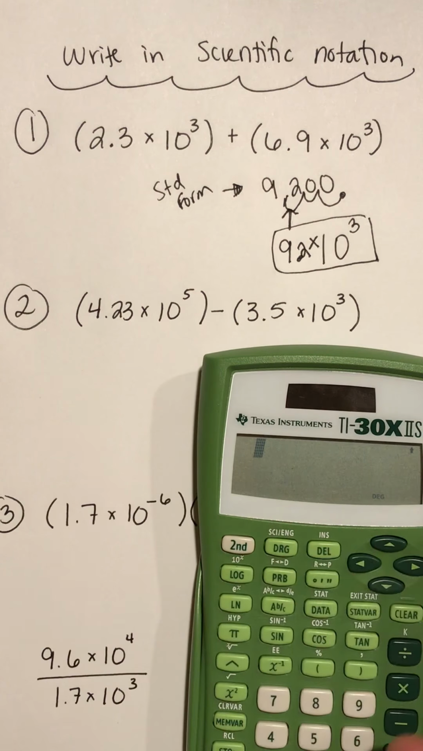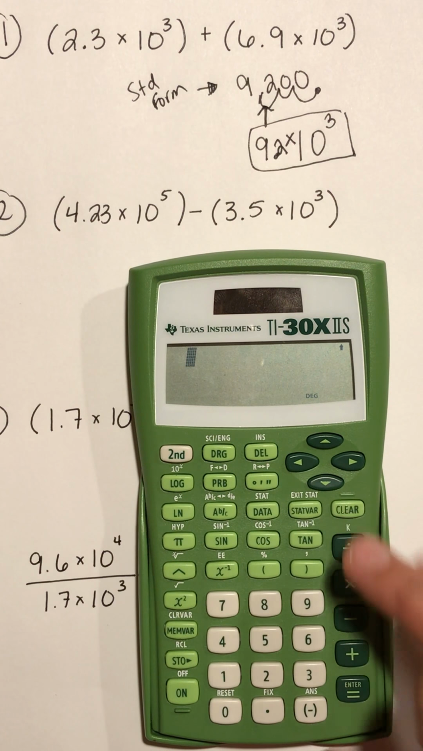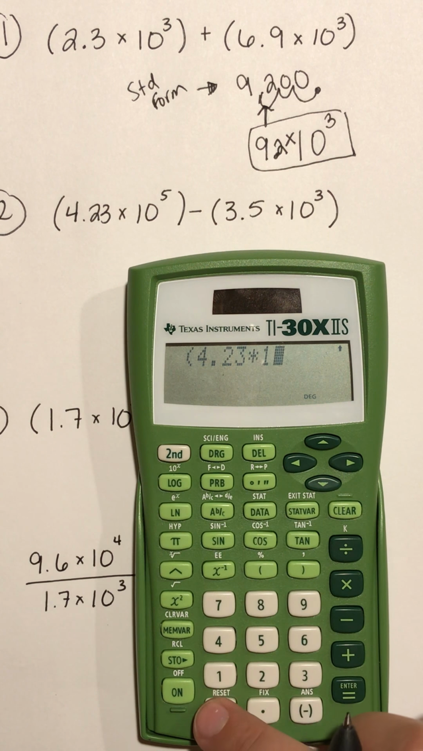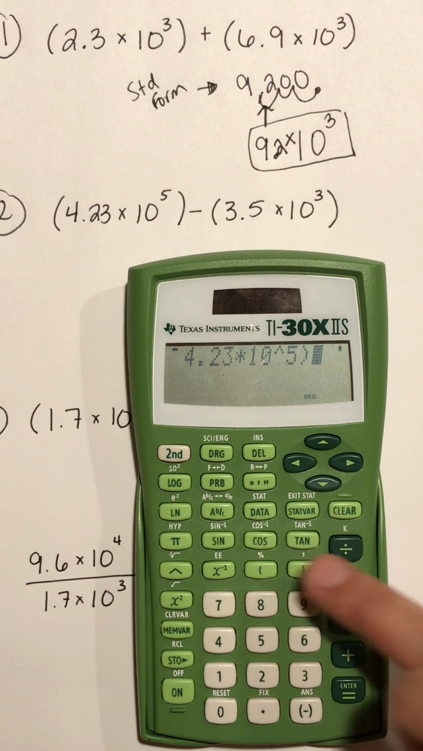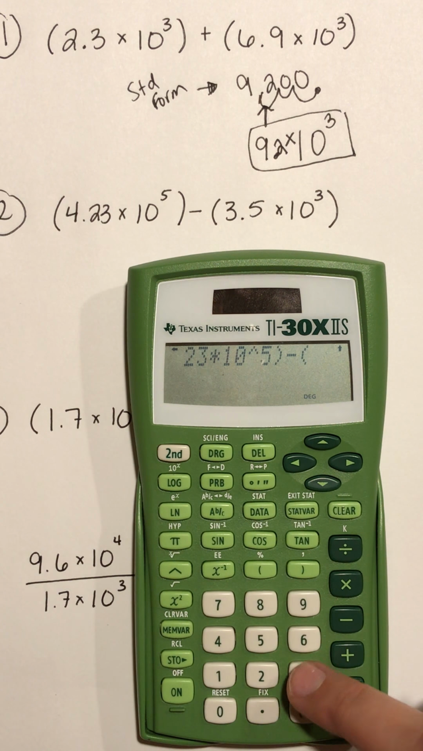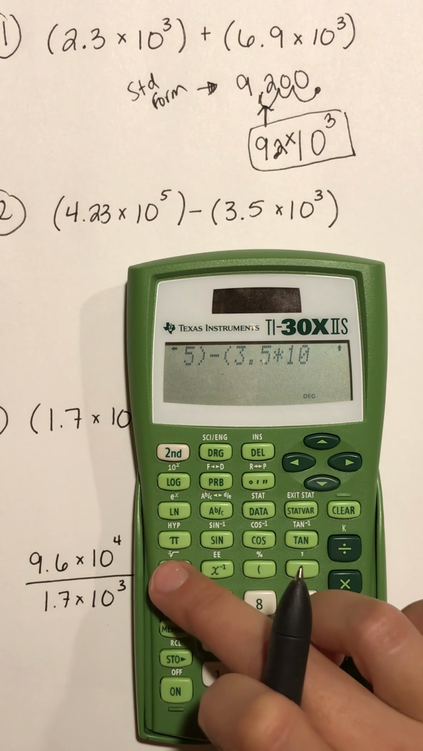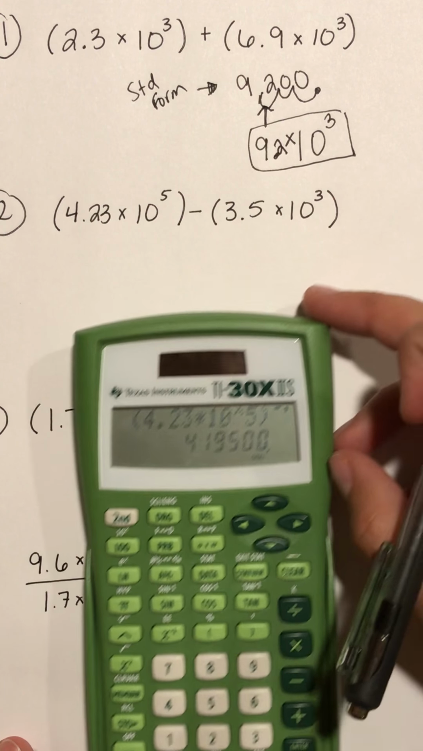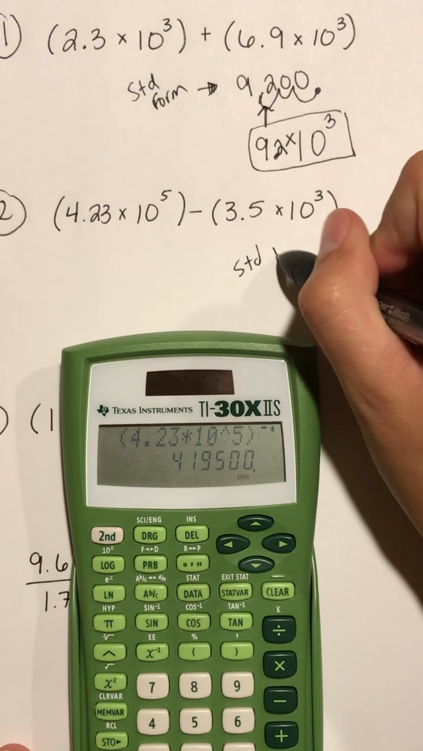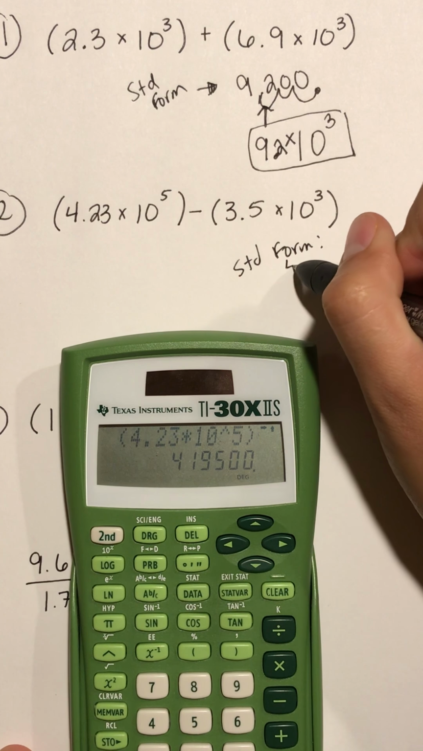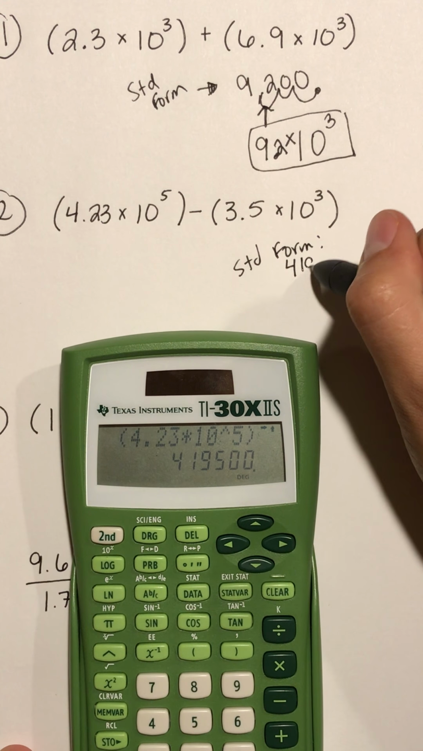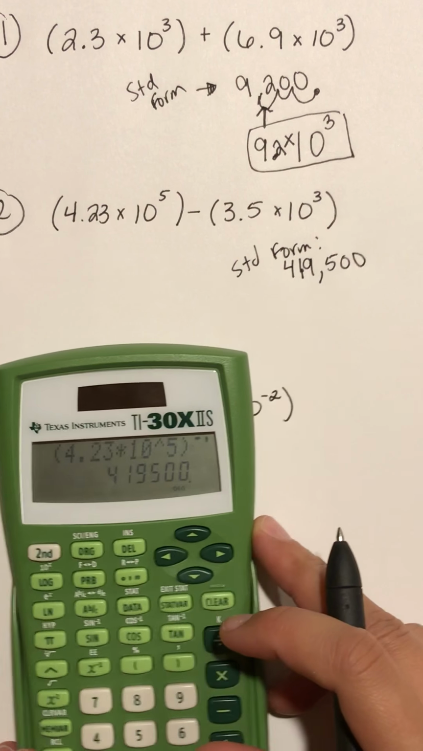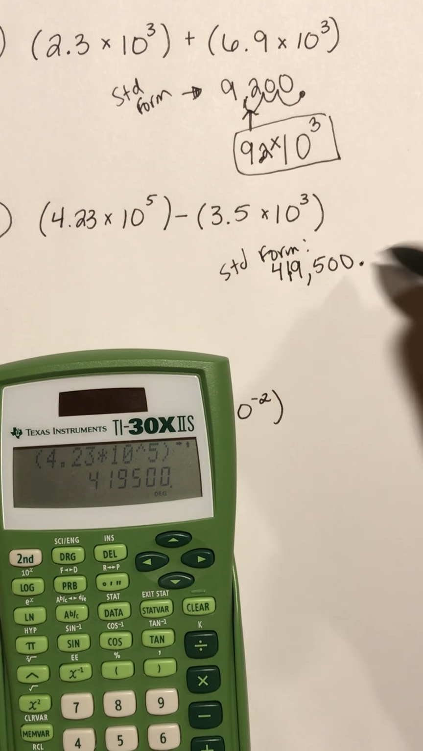If I plug number 2 into my calculator the exact way that it looks, it will be parentheses 4.23 times 10 caret 5, parentheses, minus, parentheses 3.5 times 10 caret 3. Make sure you close it off with the parentheses and equals. That gives me the number in standard form, 419,500.